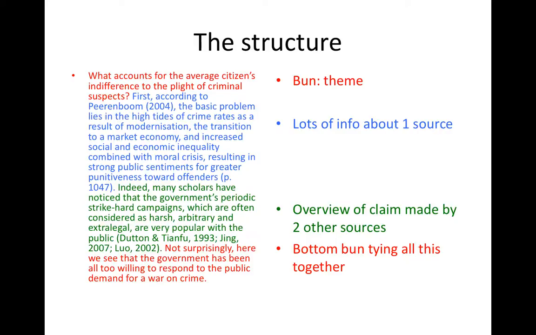in your bun. Then notice, again, this paragraph is also going back and forth between zoomed in and zoomed out views of sources, just in a different order. First, we get a sentence with lots of information about one source, and then we get an overview of claims made by two other sources. So it's the same structure as the previous paragraph, just flipped.